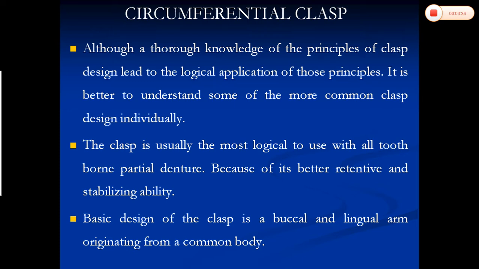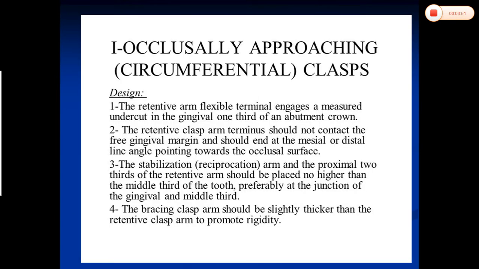The basic design of the clasp is a buccal and lingual arm originating from a common body. We have seen this in clasp assembly. From the common body, the shoulder arises, and on one side we have the retentive arm, on the other side the reciprocal arm. This is very important. You should know the basic design rules of the circumferential clasp. Here the retentive arm tip or terminal will be flexible and it engages a measured undercut in the gingival third of an abutment crown. This is very important.